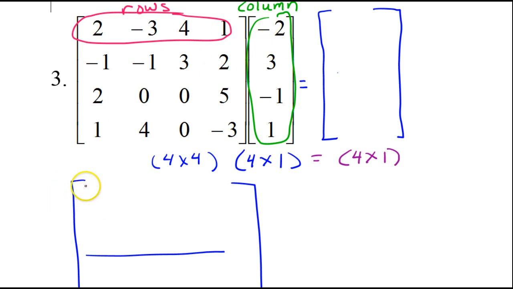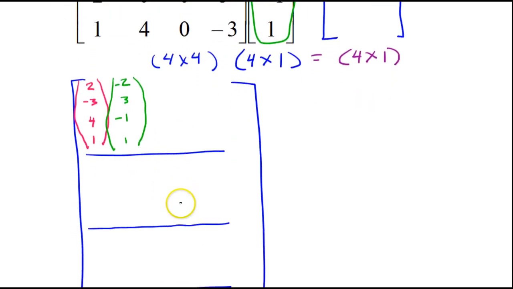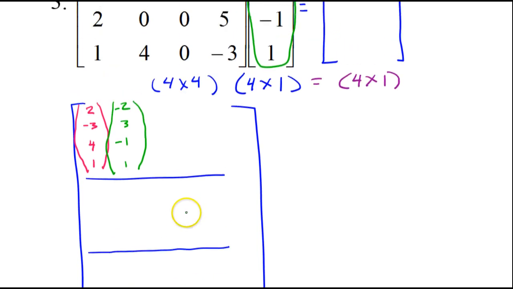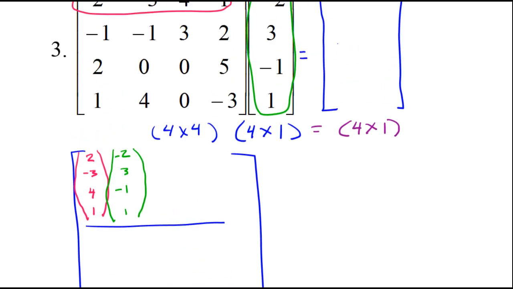So row 1 is 2, -3, 4, and 1. This is row 1. And I need to multiply that by column 1. Column 1 is -2, 3, -1, and 1. So I have row 1 times column 1. Let's set everything up, and then I'll do the calculations later.